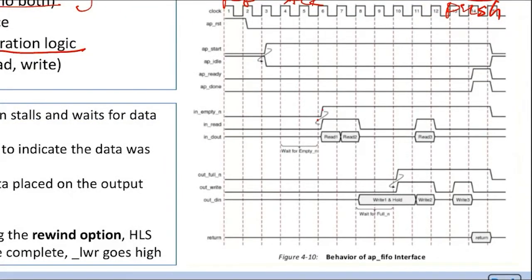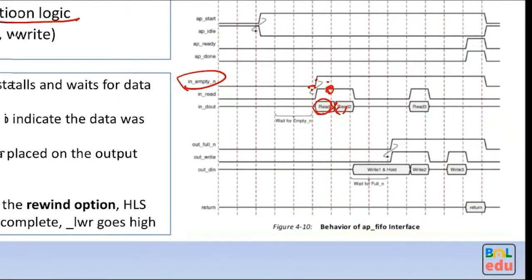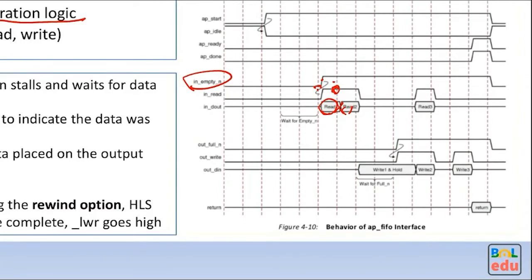For input, if it's not empty, because this signal is active low, when it's high that means not empty. If it's not empty, then you can assert the in read. That means I have already read the input, so the input can change to the next value. And for the output, in this case the output is full, it's not full when high. If you output the data but the output is full, then you cannot pop. So you have to keep the output data until you find out the output is not full. Then you can assert the output write, and then you can change the output value. So that's a very simple FIFO interface protocol.